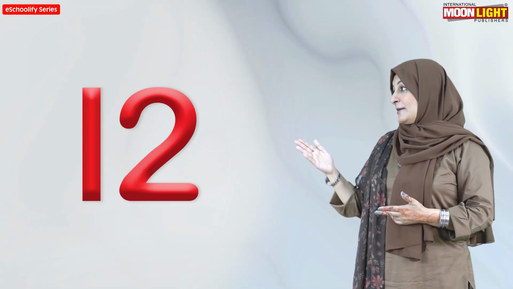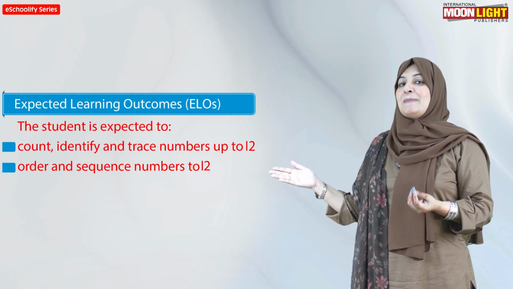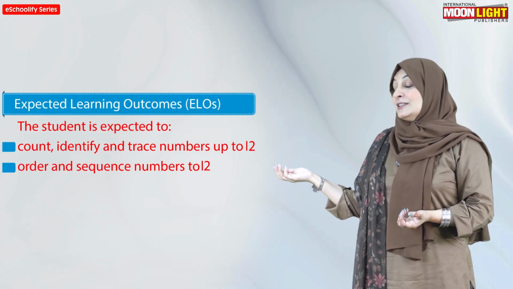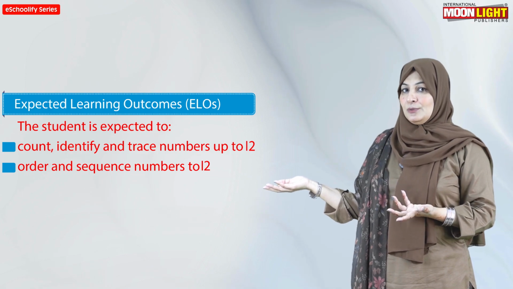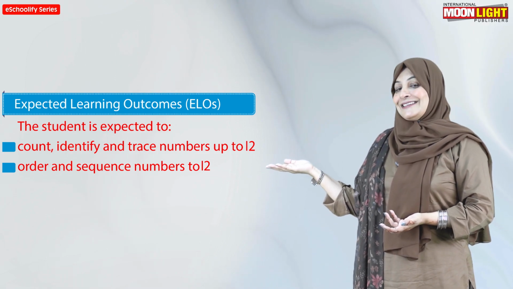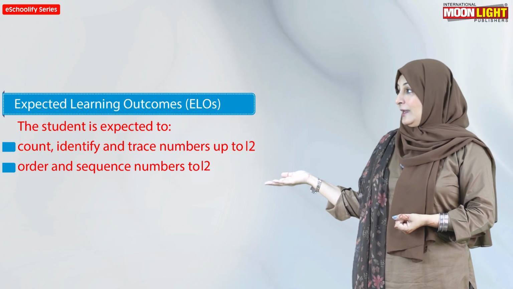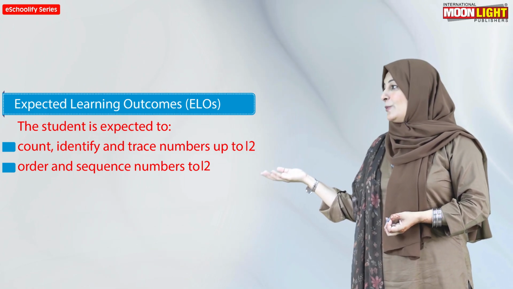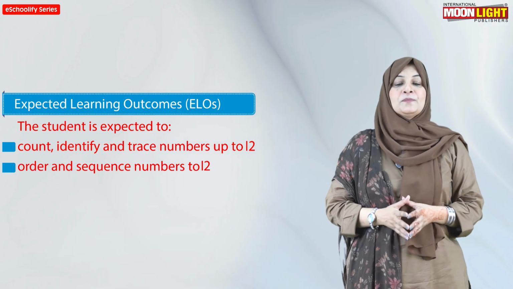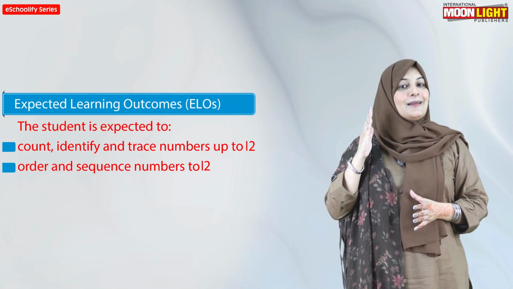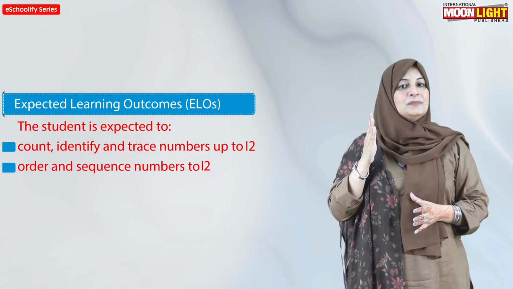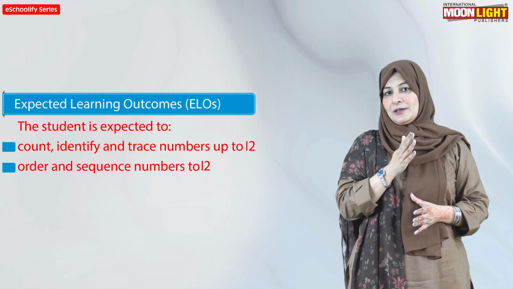Today's number is number 12. What are the expected learning outcomes? The student is expected to count, identify, and trace numbers up to 12. After that, order numbers in sequence up to 12. So first of all, we will develop the concept of counting.